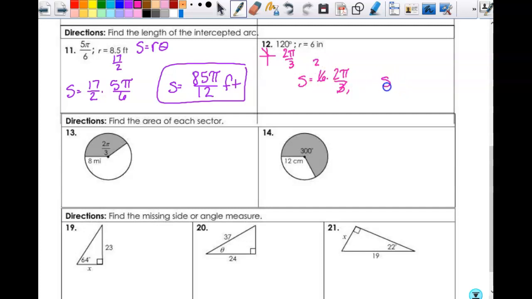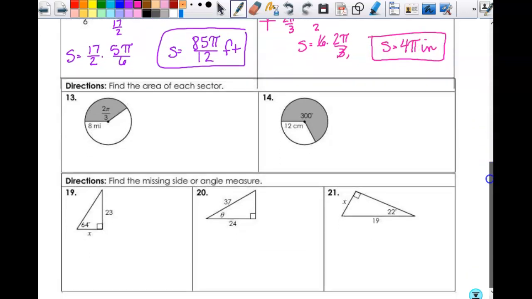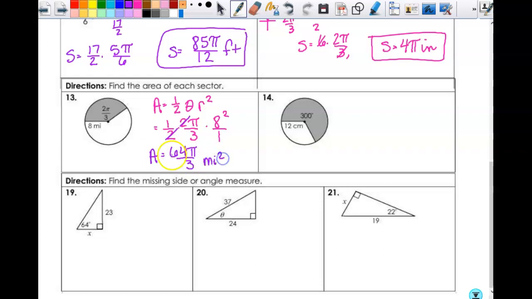Cancel all that out, and I get S is equal to 4 pi, and that would be inches. Okay, so then to find the area of the sector, my area formula is 1/2 theta r squared. I already have this in radians, so let's just substitute this in. You get 1/2 times 2 pi thirds times 8 squared over 1. So these cancel out, and 3 does not reduce with 8 at all. So my area is going to be 64 pi over 3 miles squared.